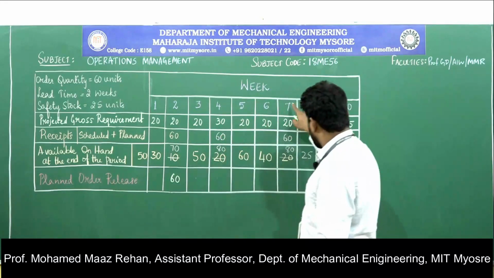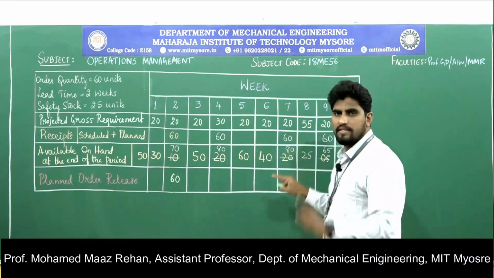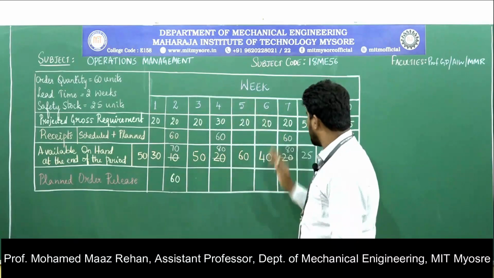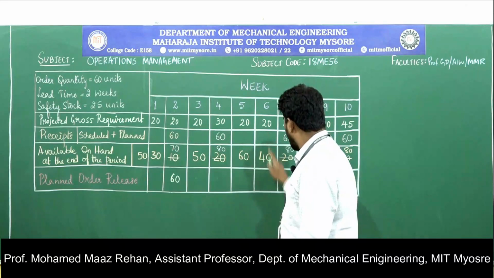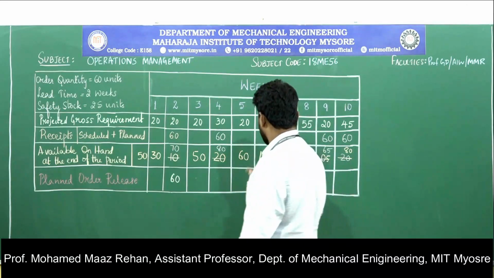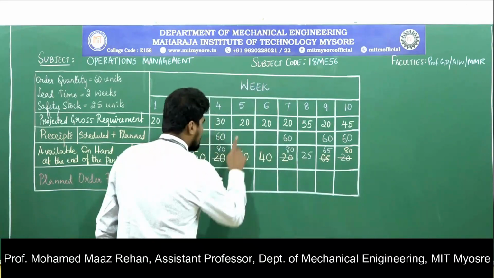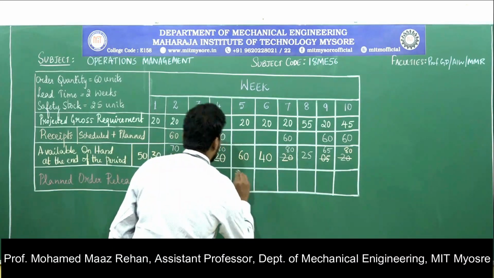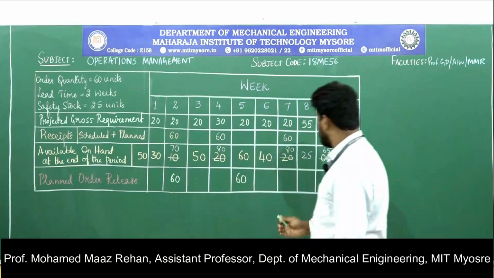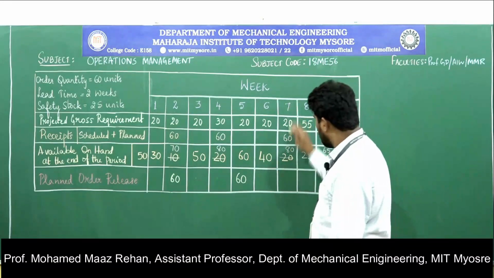So in week 7, you should have 60 units. The lead time they have given is 2 weeks. So 1 and 2. If you place an order in week 5, you are going to realize the order in week 7.